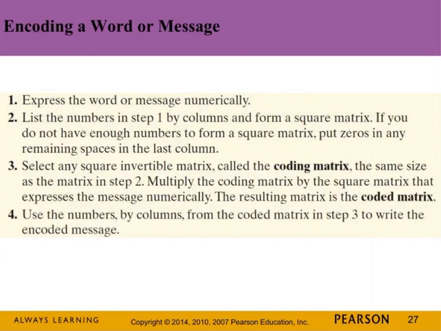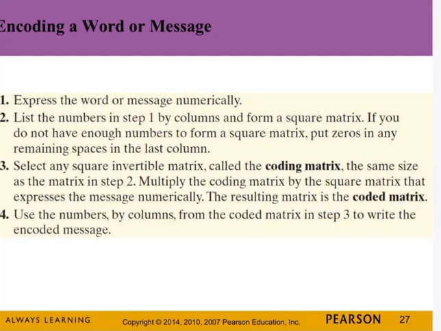Okay. So, encoding a word or a message. Express the word or message numerically. List the numbers in step 1 by columns and form a square matrix. If you do not have enough numbers to form a square matrix, put zeros in any remaining spaces in the last column. Select any square invertible matrix, called a coding matrix, the same size as the matrix in step 2. Multiply the coding matrix by the square matrix that expresses the message numerically. The resulting matrix is called the coded matrix. Use the numbers by columns from the coded matrix in step 3 to write the encoded message.